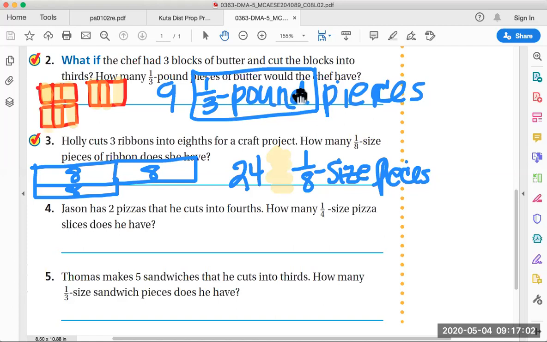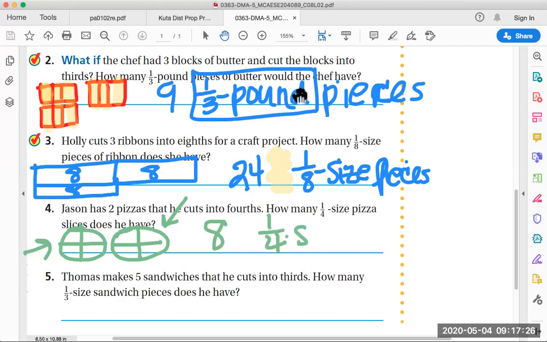All right, Jason has 2 pizzas that he cut into fourths. 2 pizzas that are cut into fourths. How many 1/4 size pizza slices does he have? Well, how many on the first pizza? 4. How many on the second pizza? 4. So altogether there are 8, but they are 1/4 size slices.